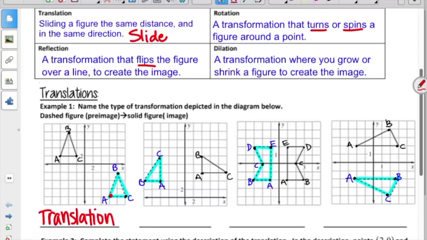And if we look at point A, we can see that point A moved to the left 6 spaces, and then it continued its journey and it moved up 5 spaces. When we move left or right, that's our x-axis, and that was 6. And when we move up or down, that's our y-axis, and that was 5.